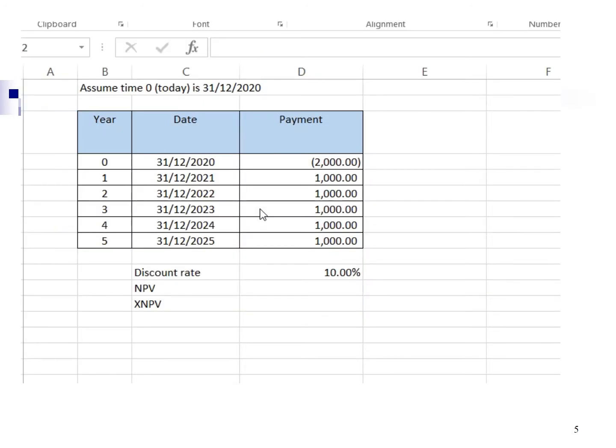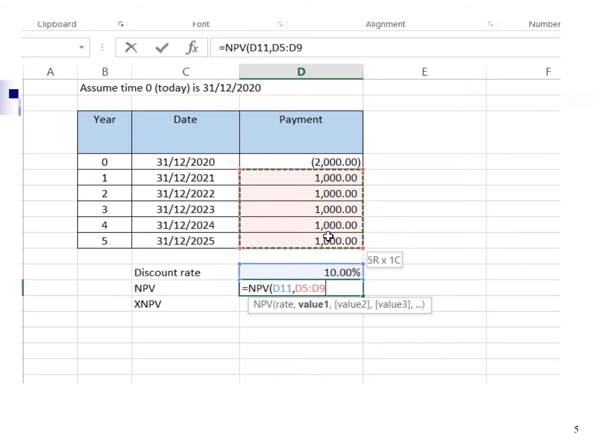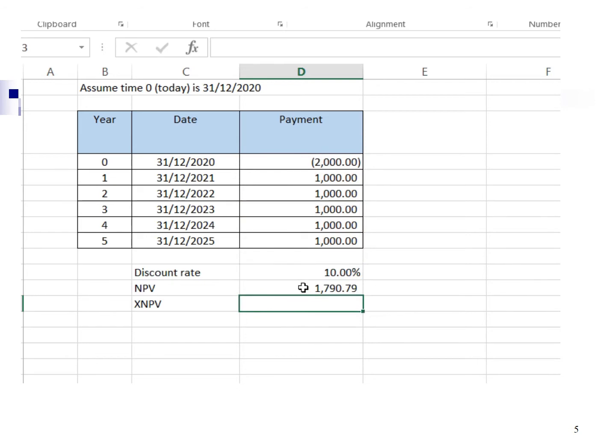Now I'm going to show you how to compute XNPV. The steps are very simple and straightforward. Let's do it together. First, I'm going to calculate NPV. I type equal NPV, open bracket, point the discount rate, comma, highlight the value from first year to the fifth year, close bracket, add back the initial cash flow of negative 2,000, enter, and this is the answer for NPV.